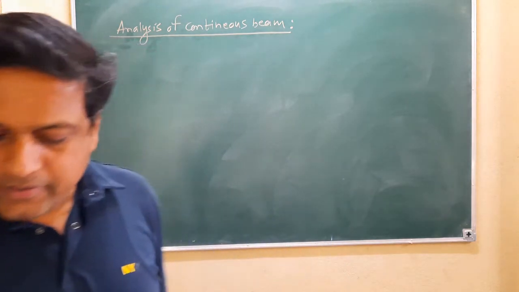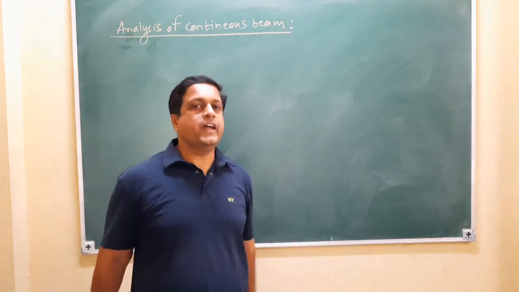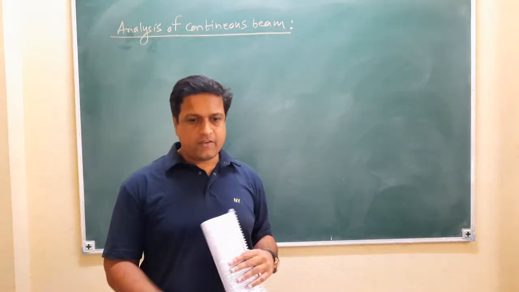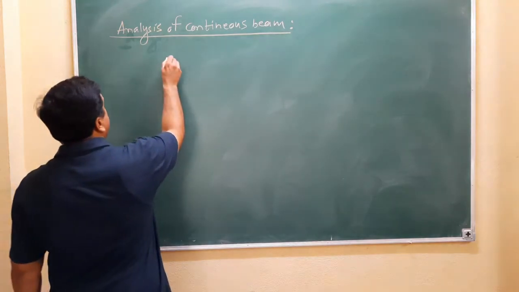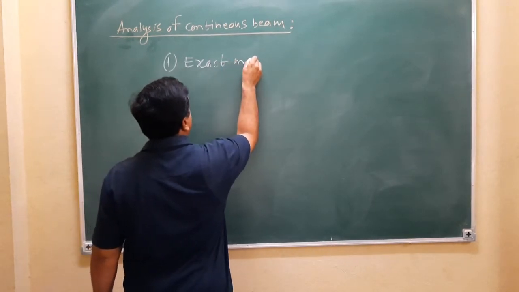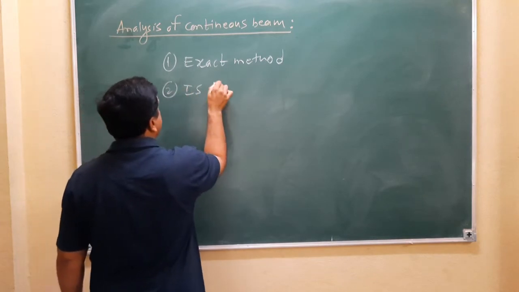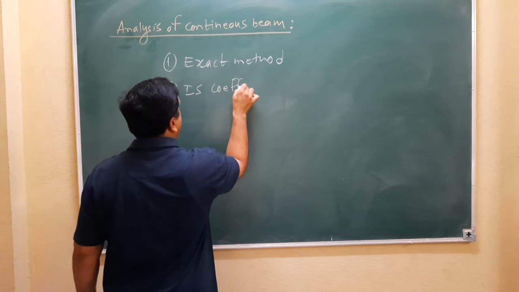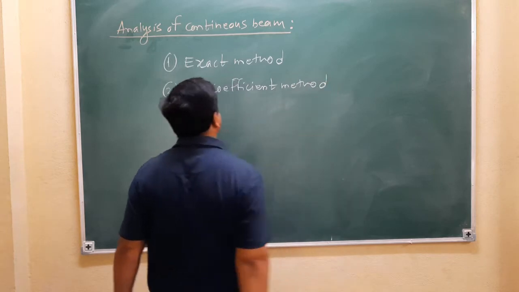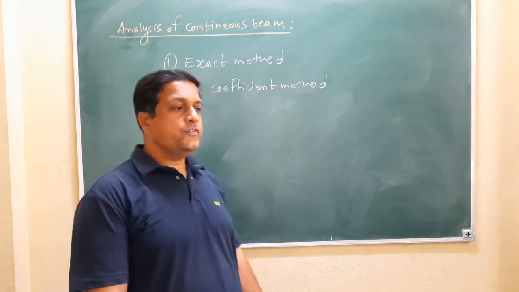Now, the main thing is how to do the analysis of a continuous beam before going to design. Analysis of a continuous beam has two main approaches. One is the exact method, and the second is the IS coefficient method. So these are the two main approaches for analysis of a continuous beam.